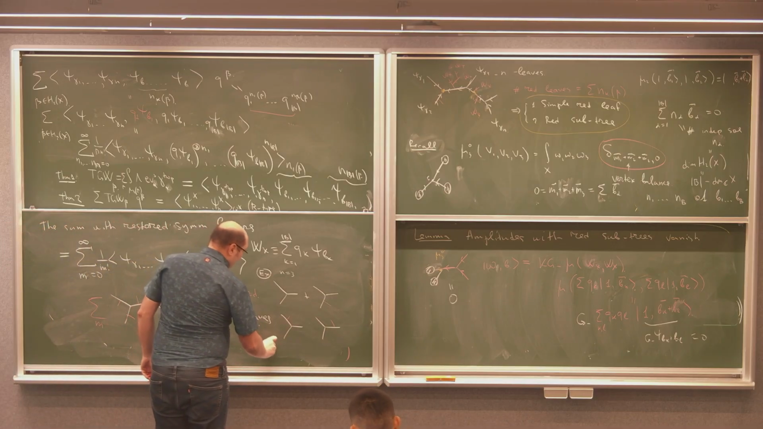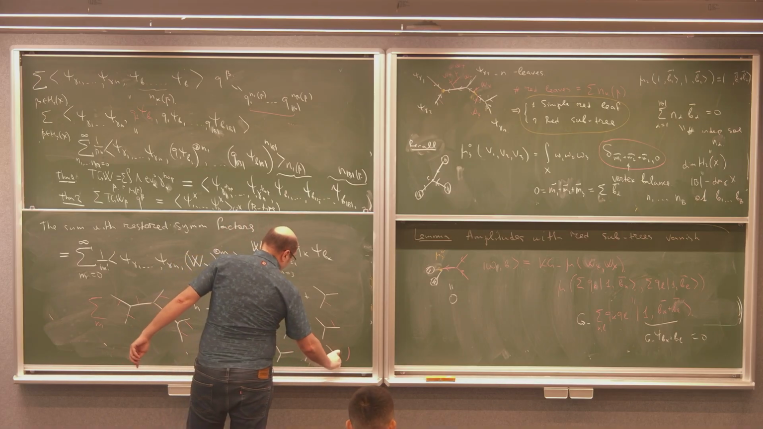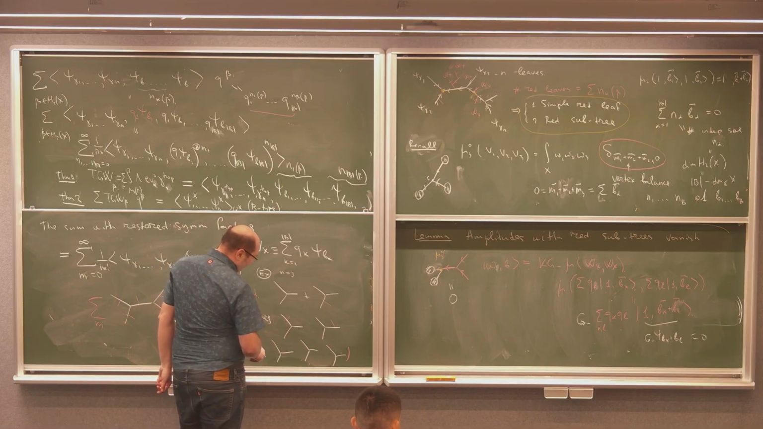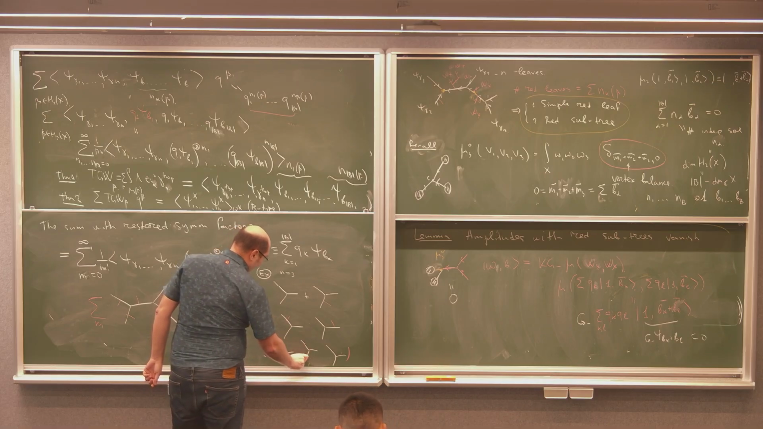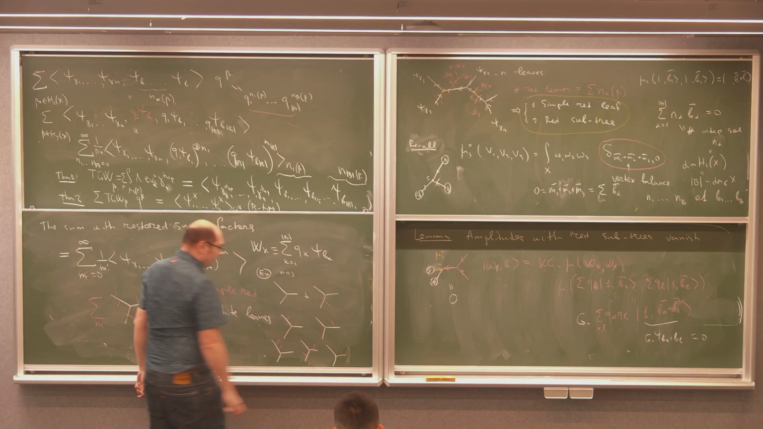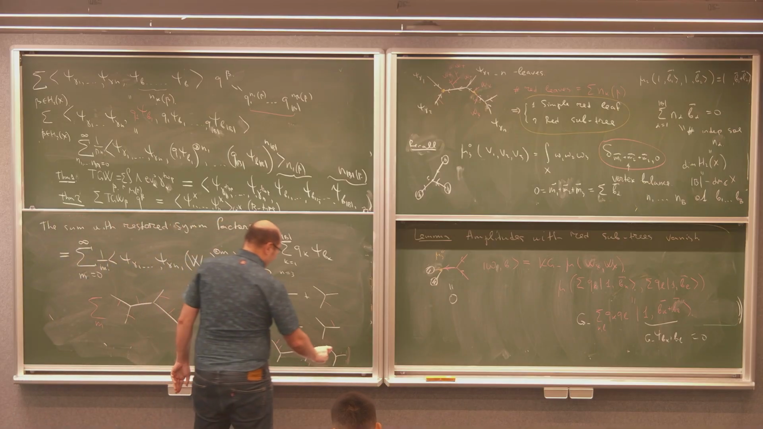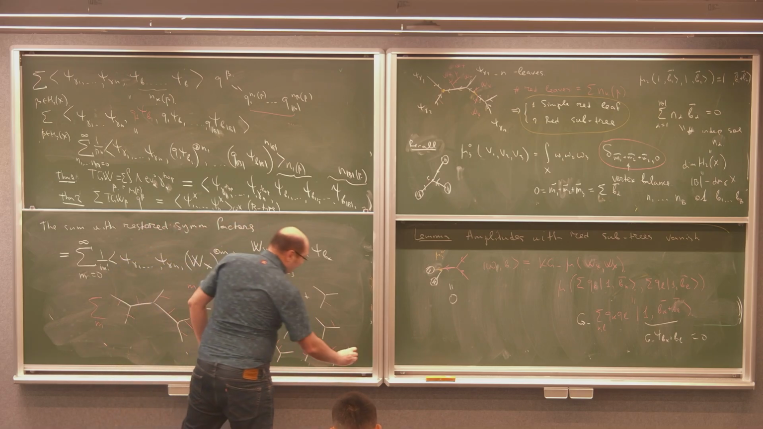Then we can attach 2 red leaves. That will give us 6 or 12 contributions. Let me draw some of the contributions. We can attach red leaves either on the same white edges or on different white edges, so there will be many contributions.